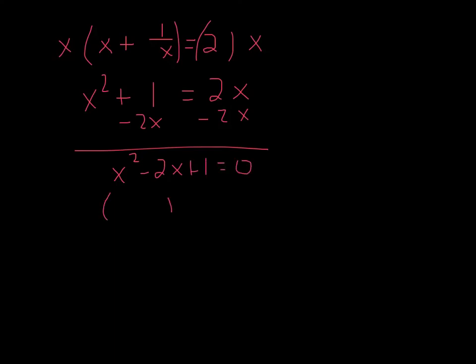Now it's time to factor. So what do we get? X minus 1 and x minus 1. That's a perfect square trinomial, right? So we just have to do this once, really. X minus 1 equals 0, and so x equals 1. And if we put 1 back into the equation for x, we'll be okay up here because 1 over 1, and we're all good. Alright, so that's your answer. X equals 1.